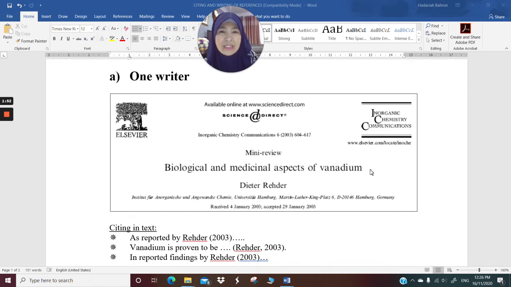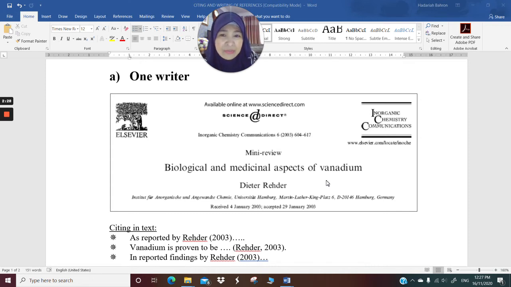This is one example that I take from the internet. You have a paper written by a single author called Dieter Rehder, and he writes in a journal called Inorganic Chemistry Communication, issue number 6, published in year 2003 in the pages 604 to 617. And the title of his paper was Biological and Medicinal Aspects of Vanadium.